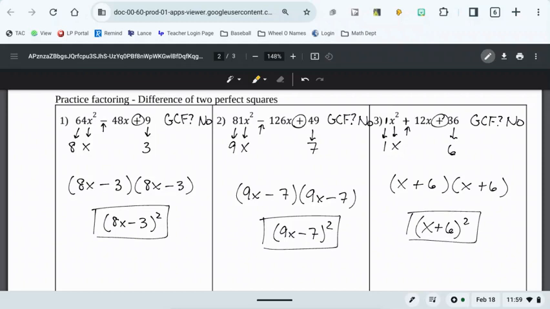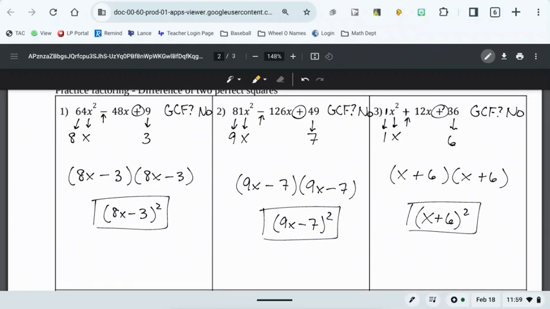All right, go ahead, try examples 4, 5, and 6. Come back and see how you did. See you in a few.